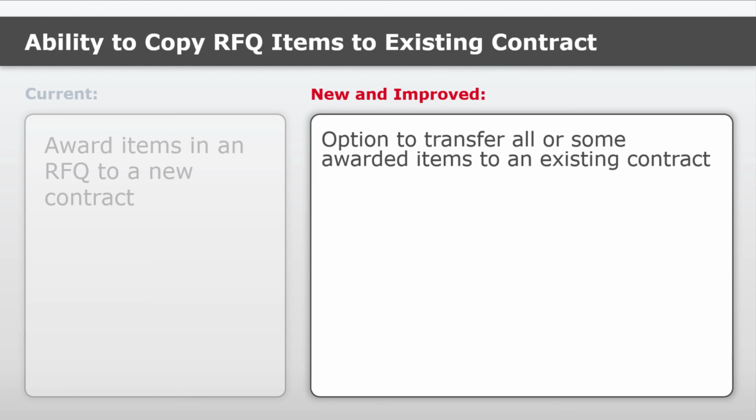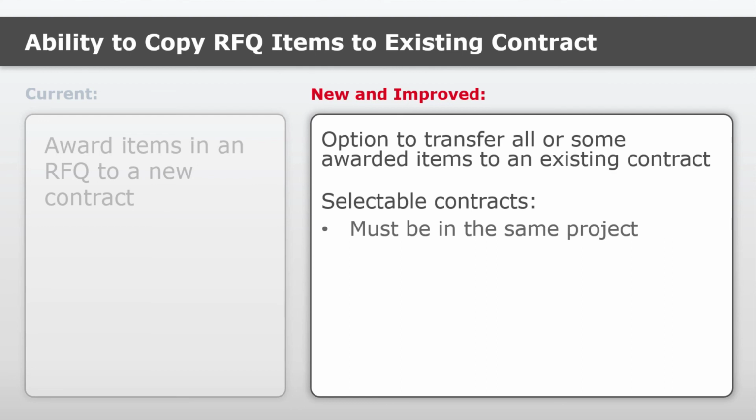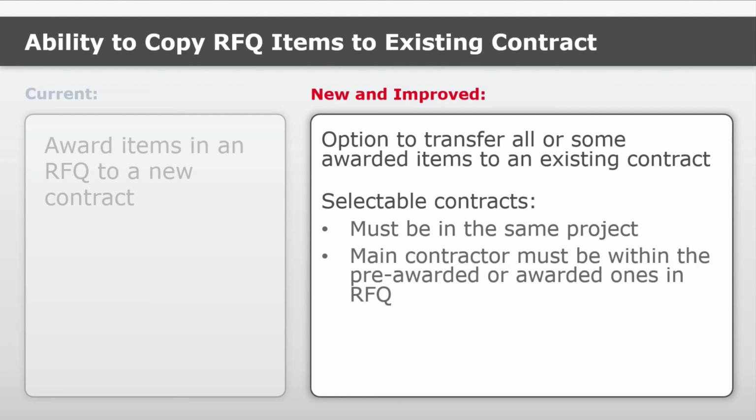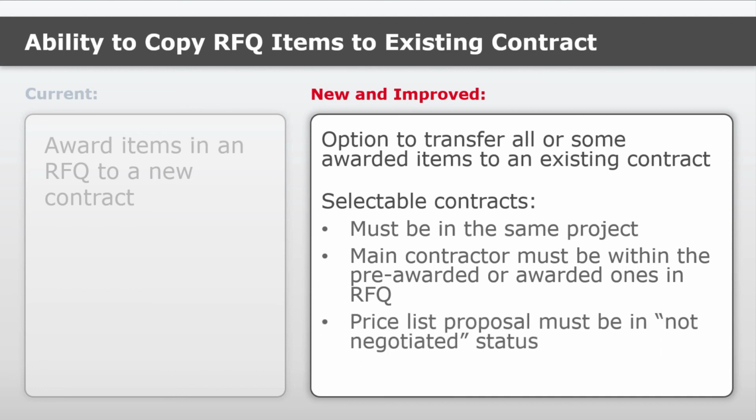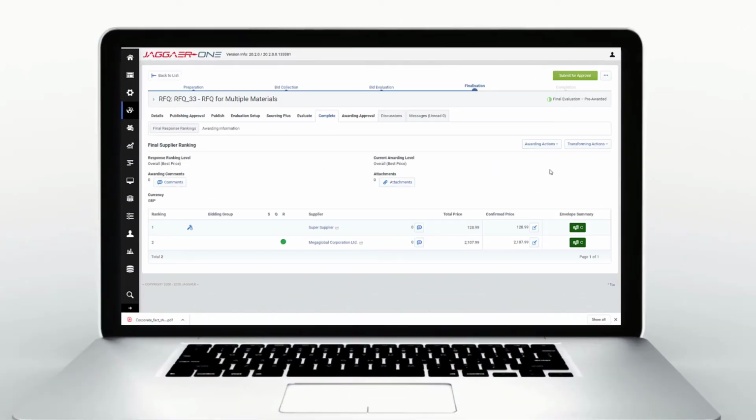In order to be selected, the existing contract must be in the same project as the RFQ. The main contractor must be within the pre-awarded or awarded ones in the RFQ. And the price list proposal must be in not negotiated status. This is to ensure that, independently from the status of the contract and from the policies adopted by the customer, the price list can still be edited and the negotiation or approval phase has not yet been started. And of course, the user must have visibility on contracts for the appropriate selection and all rights needed to complete the required actions. Now let's go into contracts and take a look at how this feature works.